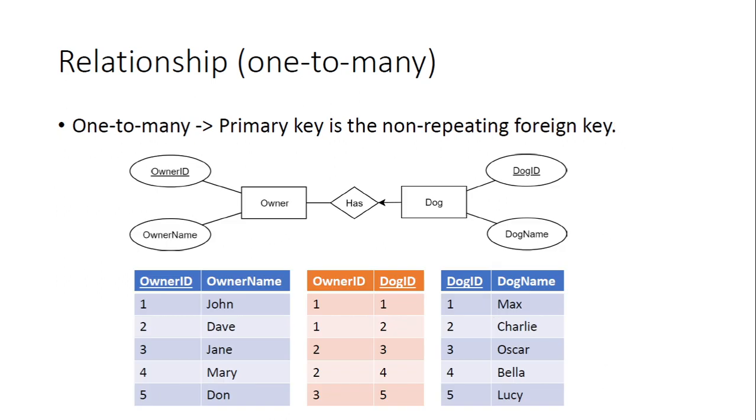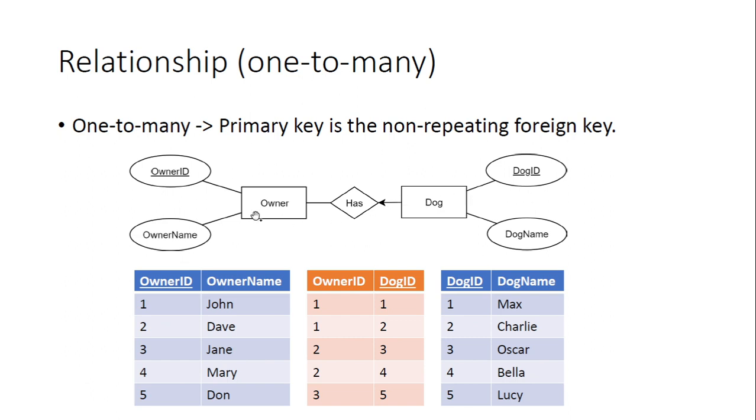With relationships, we also have the one-to-many setting, and in the one-to-many case, the primary key is going to be the one that does not repeat. So among the foreign keys, in a one-to-many relationship, one of them is not going to have repeated values. For example, if owner has dogs, and if this is a one-to-many relationship, meaning that one owner can have many dogs, but a given dog is going to have just one owner.